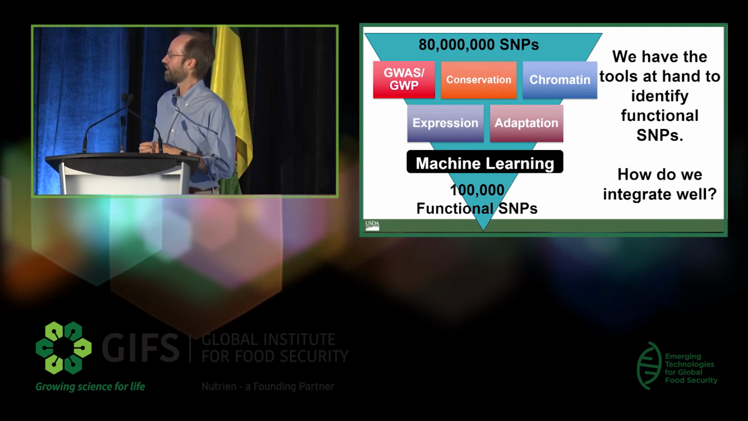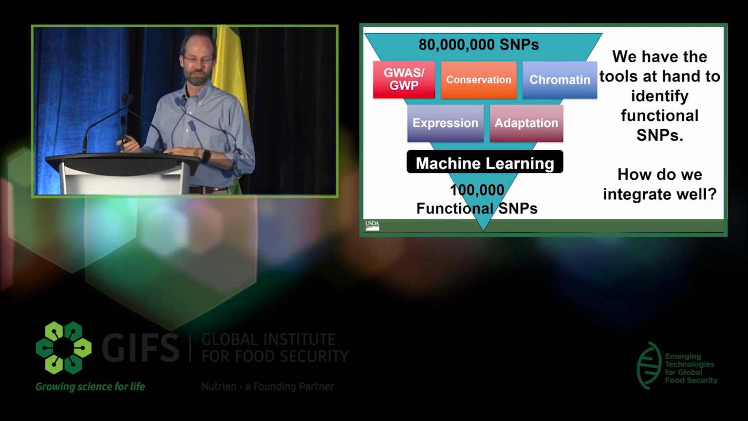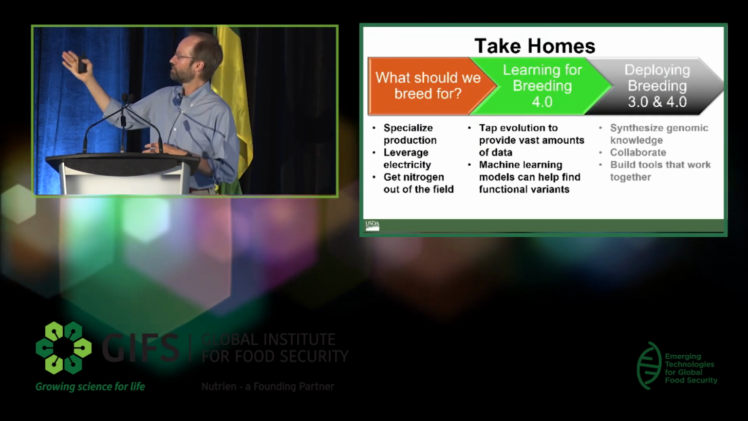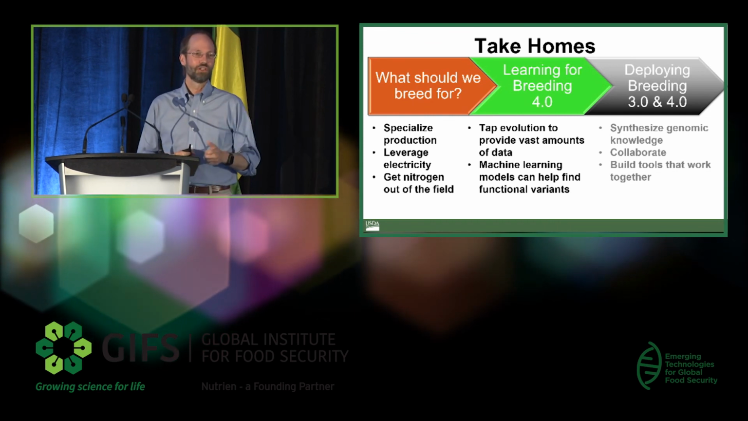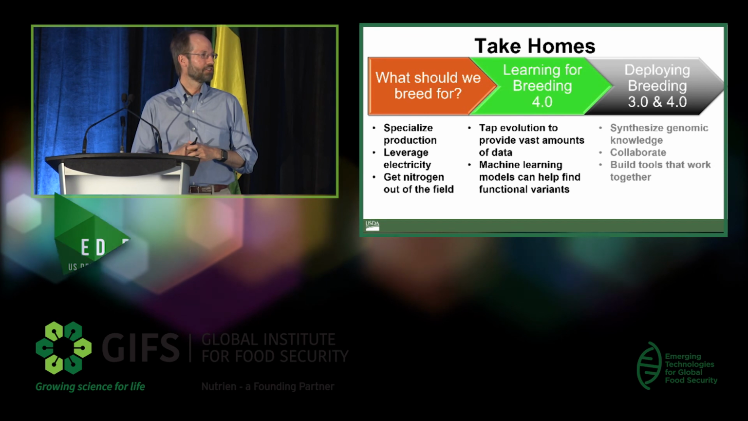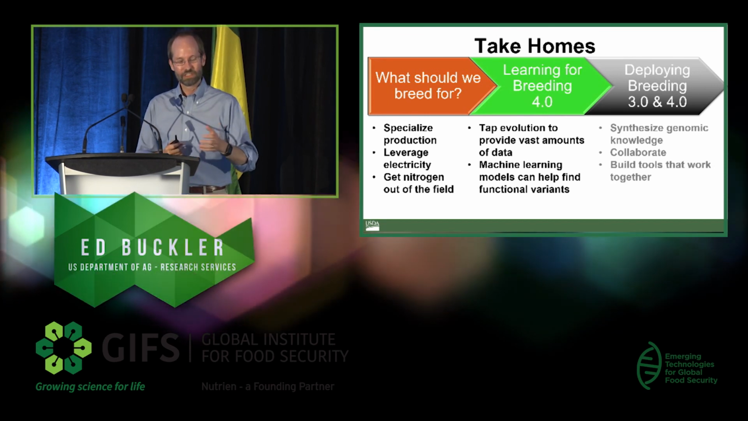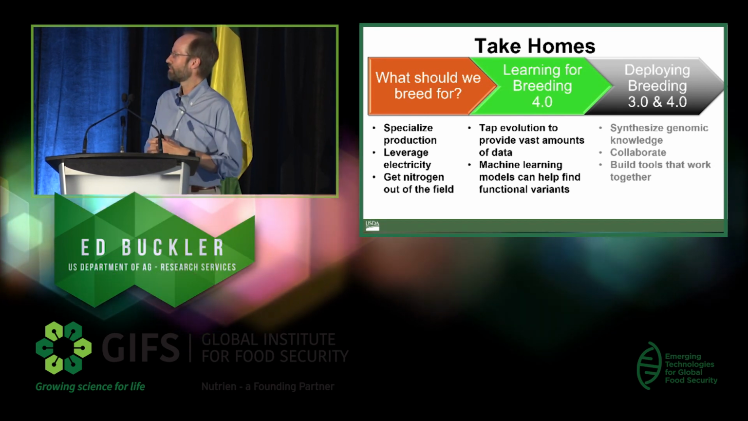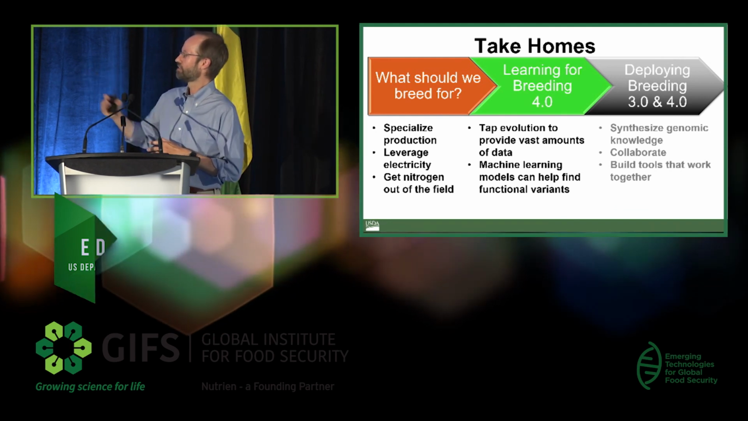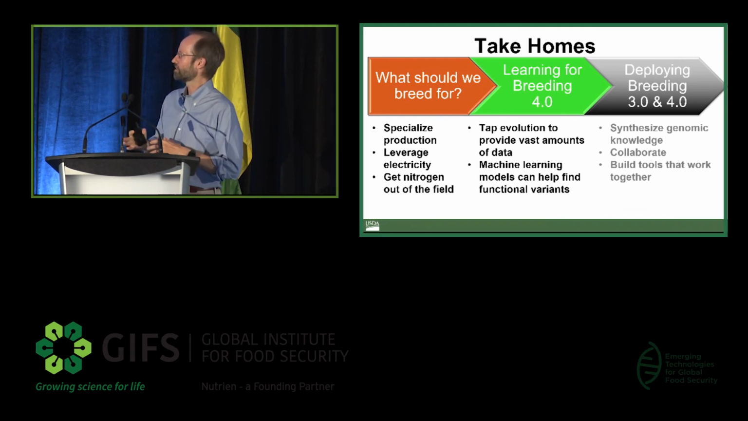And so the question now is, we go back to what do we apply them for? And so the take-homes, I would argue, are: what should we be breeding for? Well, let's start really specializing production, leverage electricity, and get nitrogen out of the field. And then, learning for breeding, it's all about tapping evolution to provide vast amounts of data, using machine learning to really help us find functional variants.